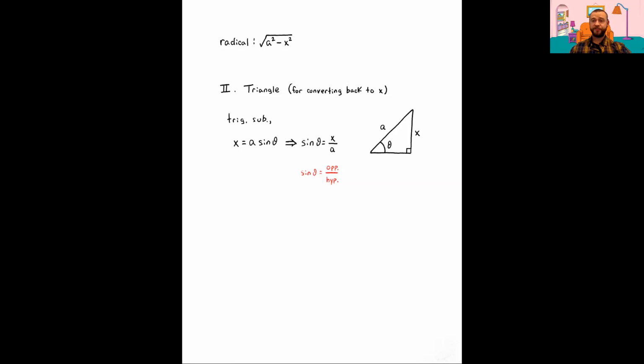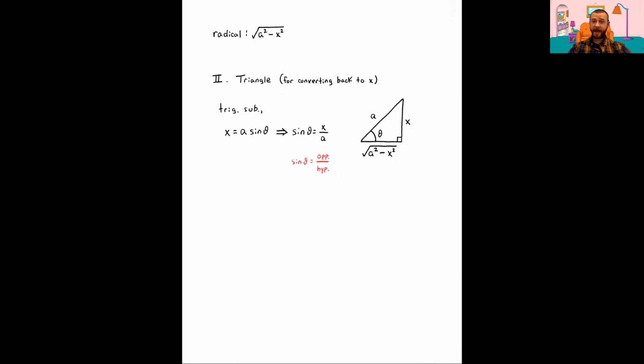Pause the lecture and see if you can solve for that. We'll check in about a minute. All right, now given two sides of a right triangle, how do you solve for the third? The Pythagorean theorem. And if you do that, you should get that that comes out to the square root of a squared minus x squared. No coincidence that that is exactly the radical expression that we were looking at.